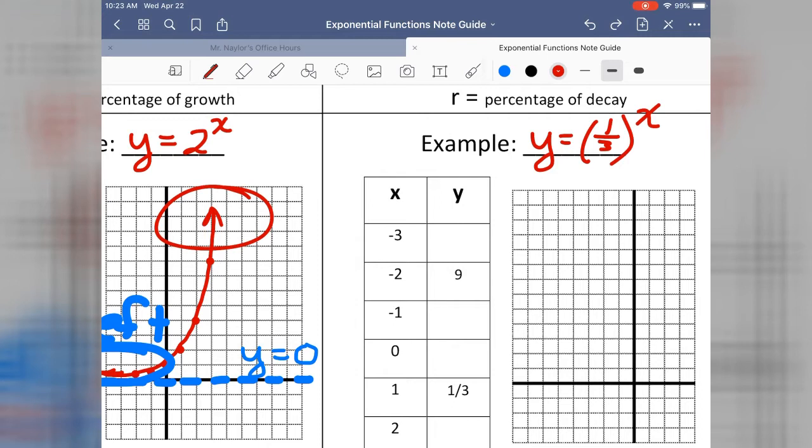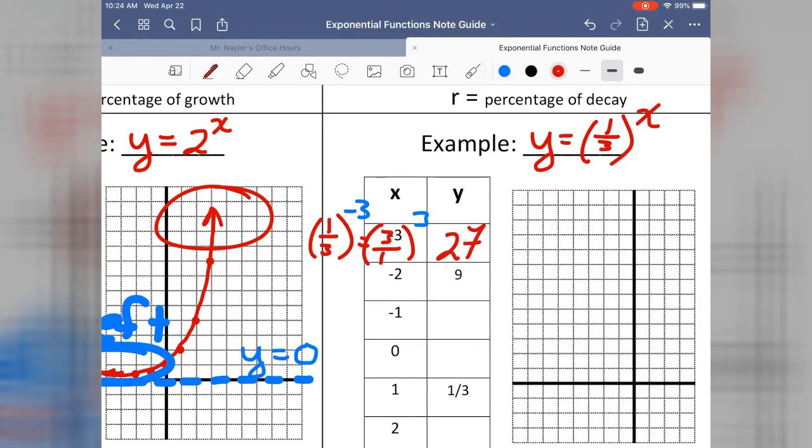If you plug in an x value of -3, you get 1/3 raised to the -3. Now, once again, it's a negative exponent, which is kind of strange, but whenever you have a negative exponent, you always want to flip the base. When you flip the base, you get 3/1, but now the exponent becomes positive. Well, 3/1 to the positive third power is like 3 times 3 times 3. That's going to be 27.